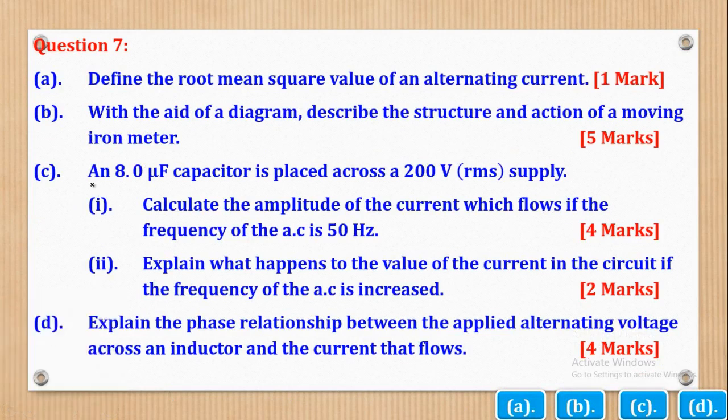So part C says an 8.0 microfarad capacitor is placed across a 200 volt RMS supply. RMS means root mean square. Roman 1 says calculate the amplitude of the current which flows if the frequency of the AC is 50 Hz. So we have the capacitance, we have the voltage or the PD, and we have the frequency, and they want the amplitude of the current, or in other words maximum current.